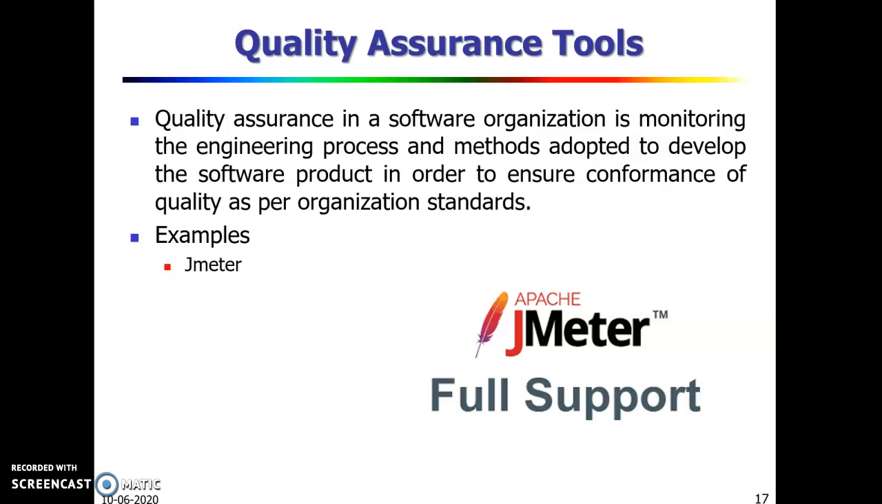Next is quality assurance tools. Quality assurance in a software organization is monitoring the engineering process and methods used to develop the software product, in order to ensure conformance of quality as per organization standards. An example is JMeter. Apache JMeter gives full support from the quality assurance point of view. You can test the code with JMeter.